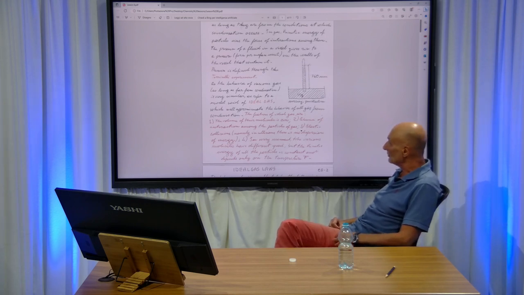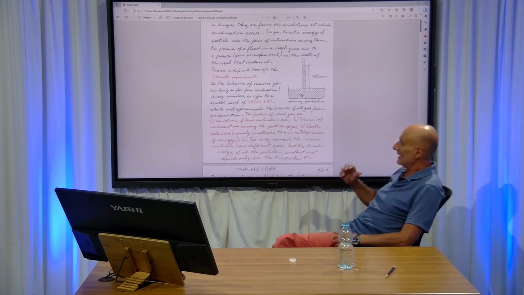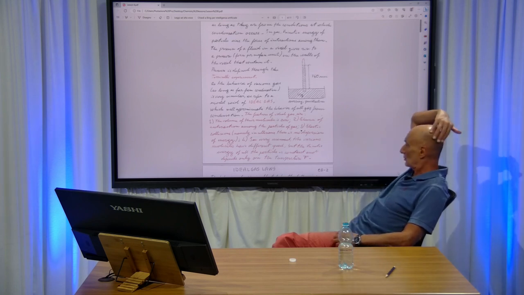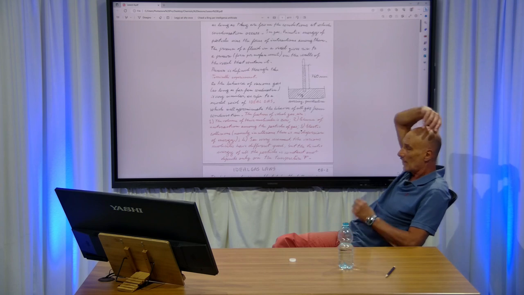The features of an ideal gas are the following. The volume of their molecules is zero. The absolute absence of interaction among the particles of gas. Elastic collisions, namely collisions in which no dispersion of energy occurs. At every moment, the various molecules have different speeds, but the kinetic energy of all the particles is constant and depends only on the temperature T.